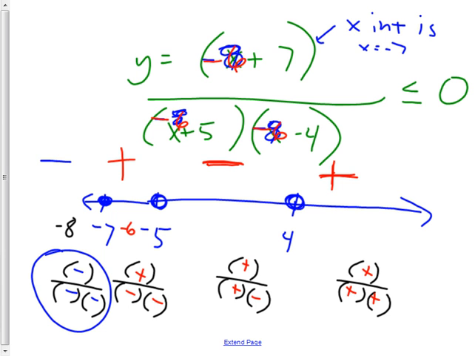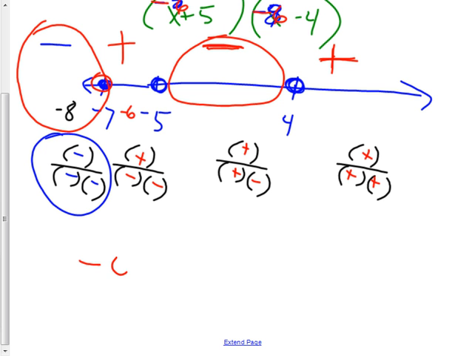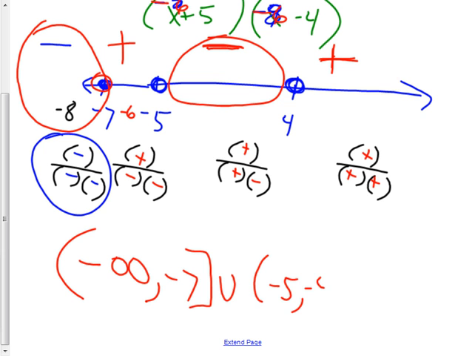Okay, final answer. When is it less than or equal to 0? Well, we know it's less than in this zone, and it works right there. And then it's less than in this zone, but it doesn't work on either end. So we're talking negative infinity to negative 7, where it works at negative 7, union with negative 5 to positive 4, sorry. And it works right, or no, it doesn't work right there. And that's it. Whew. Tedious, but not very hard. I hope that's what you feel after this.